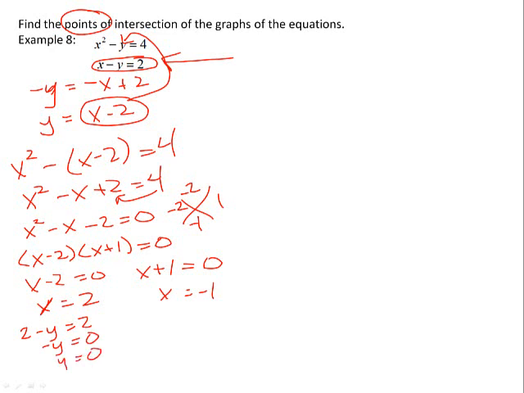Okay, so this one right here, in order for us to actually calculate the intersection points with the calculator, we need to have it as y equals. So let's get it as y equals first. I'm going to get y by itself on this one first.